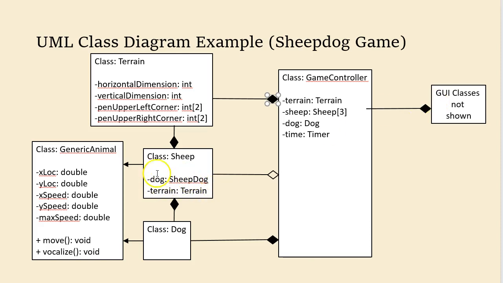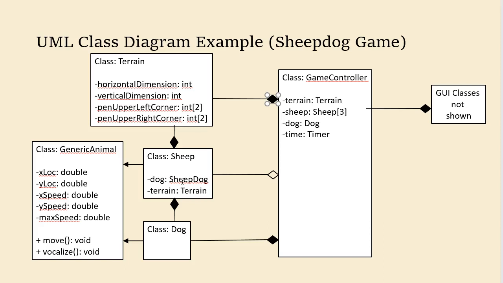Now what may seem strange to you is I've also got where the sheep contains a dog and the sheep contains terrain. These are design decisions. If the sheep are supposed to run away from the dog, the sheep needs to know where the dog is and what it's doing. So we have 2 methods to do that. One is the game controller can say, "Where are you?" to the dog, and then tell the sheep where the dog is. And the game controller says, "What direction are you running in?" and tells that information to the sheep.